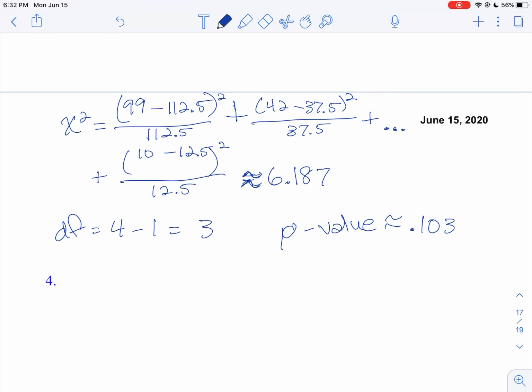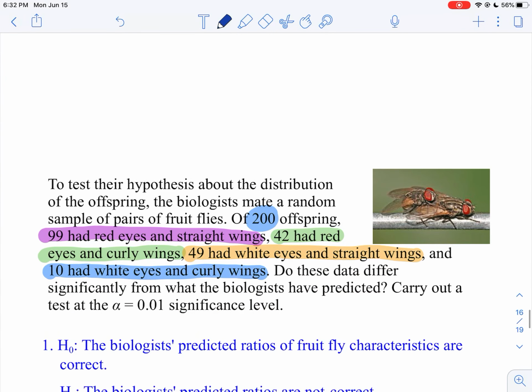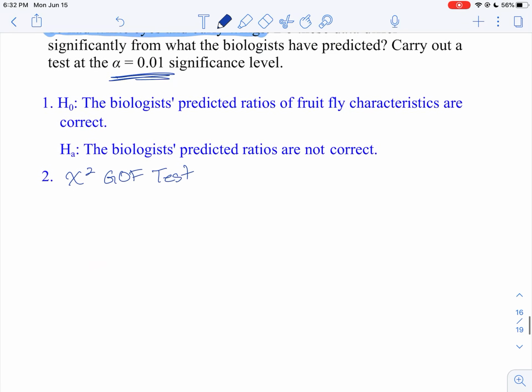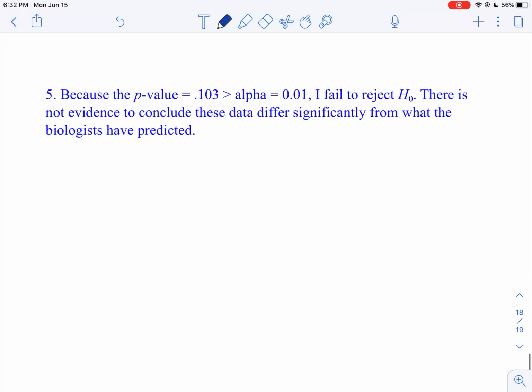Okay, and so our conclusion in context, because the p-value 0.103 is greater than alpha. Now this time remember they gave us an alpha. They said at the alpha equals 0.01 significance level. So since it's greater than 0.01, I fail to reject H0. There is not evidence to conclude that these data differ significantly from what the biologists predicted.